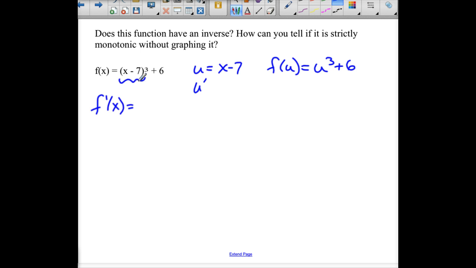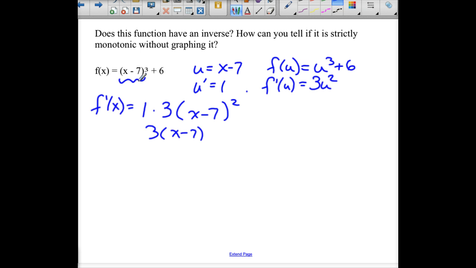What's the derivative of the inside function? 1, and the derivative of the outside function? 3u squared plus 0, and then you multiply the two together. So f prime of x is 1 times 3u squared, replacing u. So the derivative is 3 times the quantity x minus 7 squared. So how can we tell if that's positive or negative, or does it change?